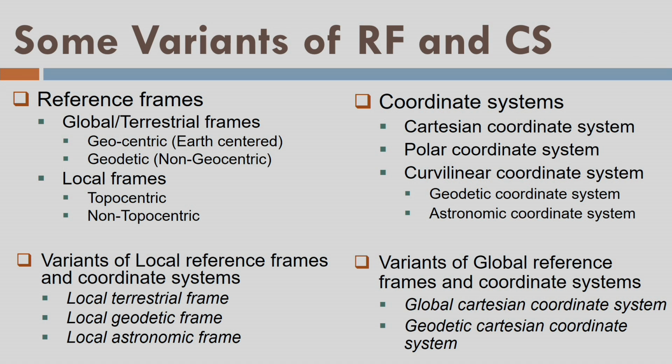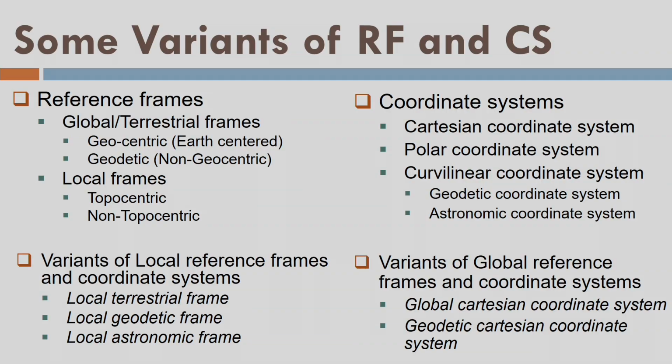Finally, we can see there are some variants of reference frames and coordinate systems. We have global or terrestrial reference frames, and then we have local frames. In the case of global or terrestrial frames, we call them geocentric or geodetic. In the case of local reference frames, they are called topocentric and non-topocentric. Remember, if the origin of a local reference frame lies on the surface of the earth, it is called a topocentric reference frame, and if the origin lies somewhere above or below or elsewhere, we call it non-topocentric. Then we have variants of local reference frames like the local terrestrial frame, local geodetic frame, and local astronomic frame.